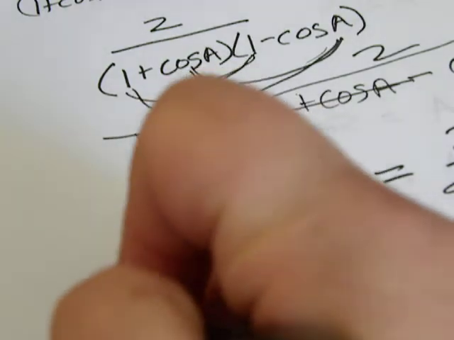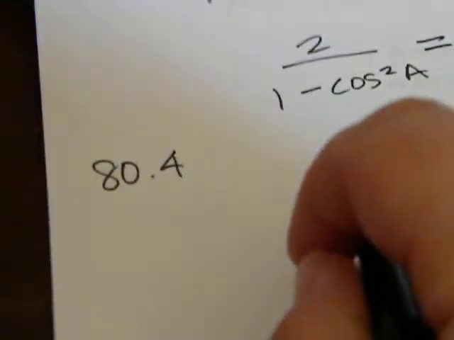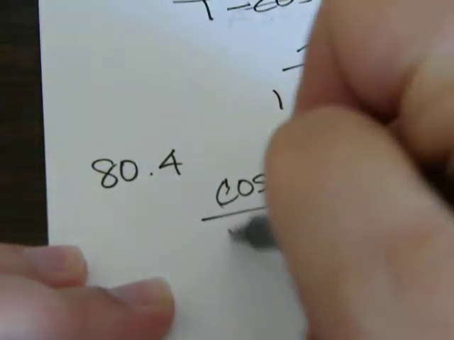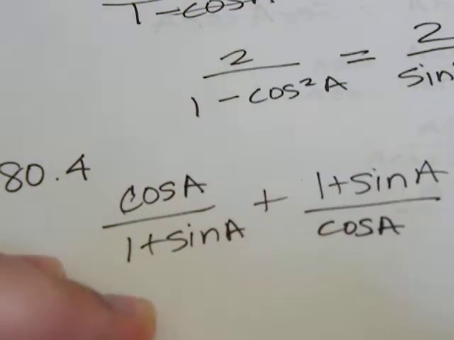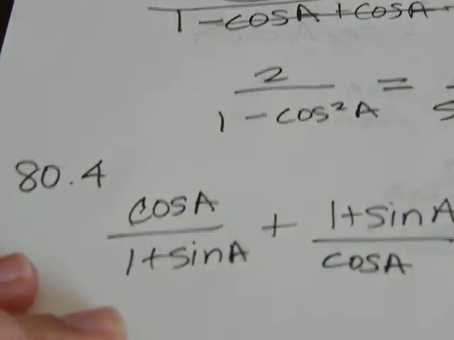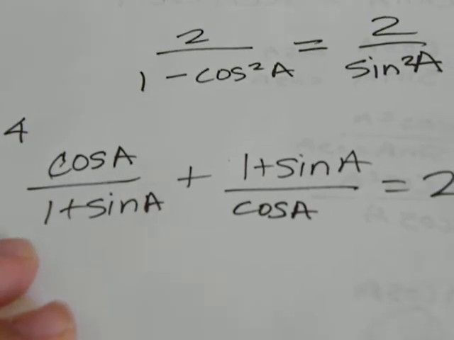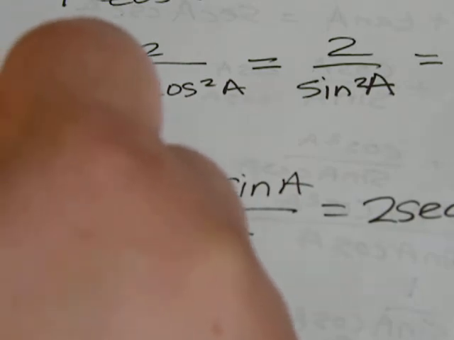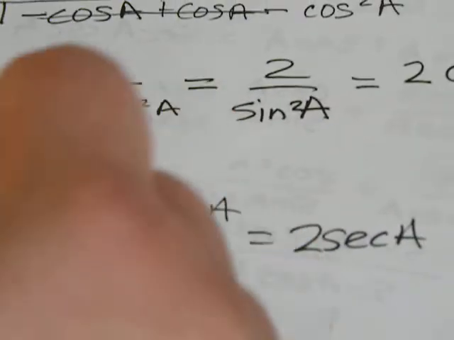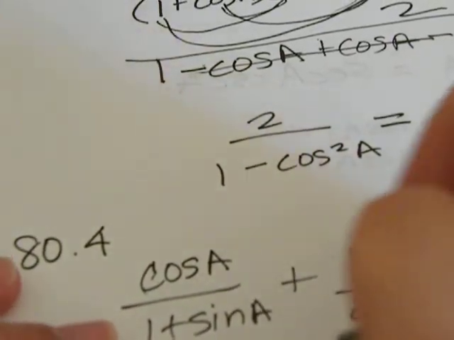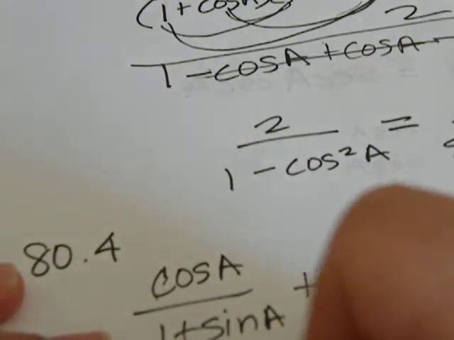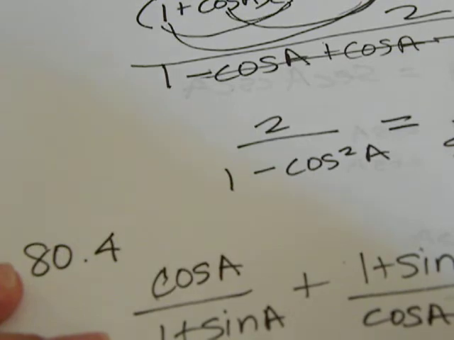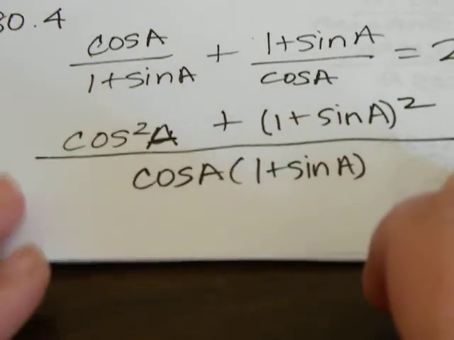Okay, and then the last one, 80.4, show that cosine A over 1 plus sine A plus 1 plus sine A over cosine A equals 2 secant A. So what we're going to do is get a common denominator, so we end up with cosine squared A plus 1 plus sine A quantity squared, all over cosine A times 1 plus sine A.